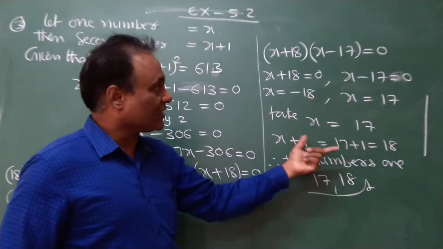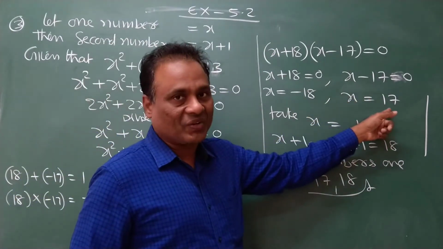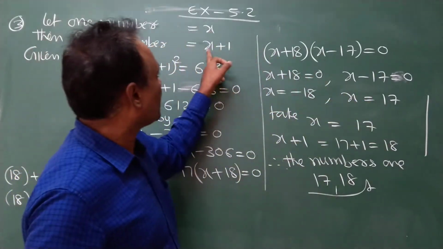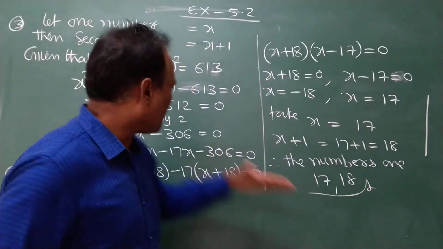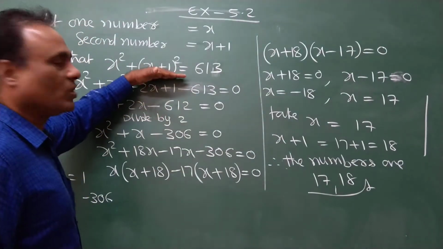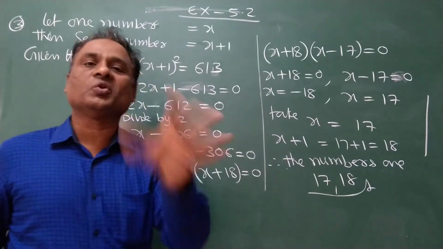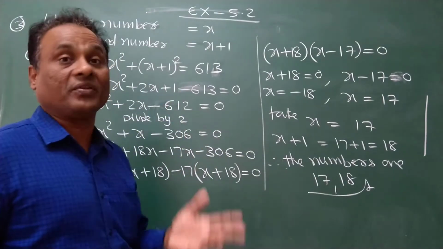After getting the factors, you know how to get the x value. After getting the x value, one number is 17, other number is 18. That's all. Up to here, my solution is over. Here onwards, this is left to you only. You should know the simplification.